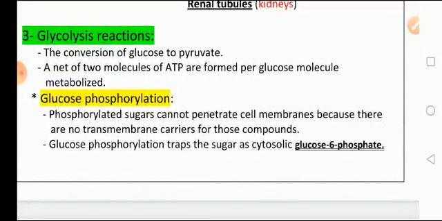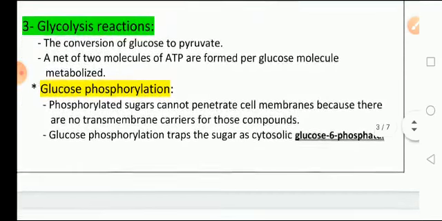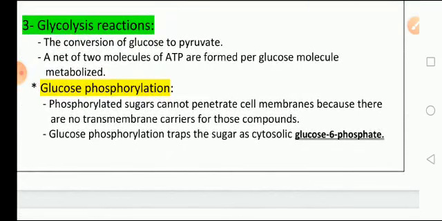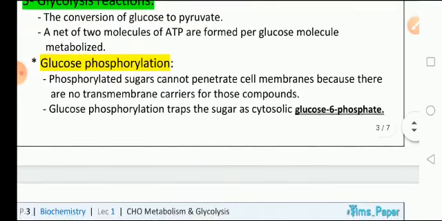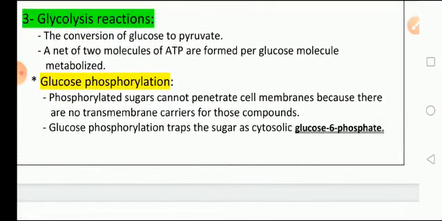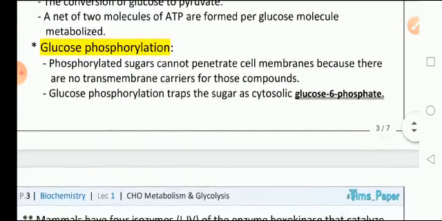Glycolysis reactions. We'll start with the aerobic glycolysis, where pyruvate is the end product. There is a net production of 2 ATP molecules per glucose. The first step in the glycolysis, and as I mentioned, glycolysis is 10 steps, is glucose phosphorylation.